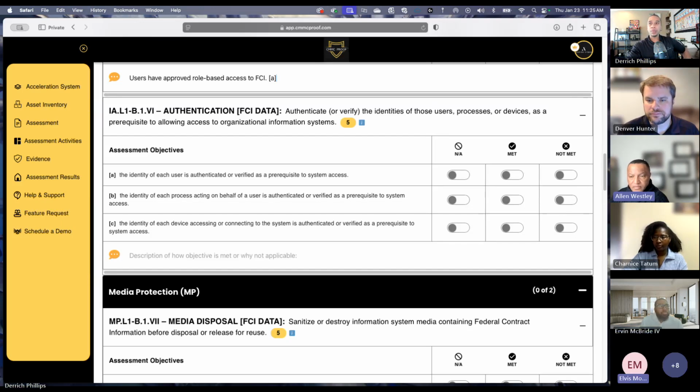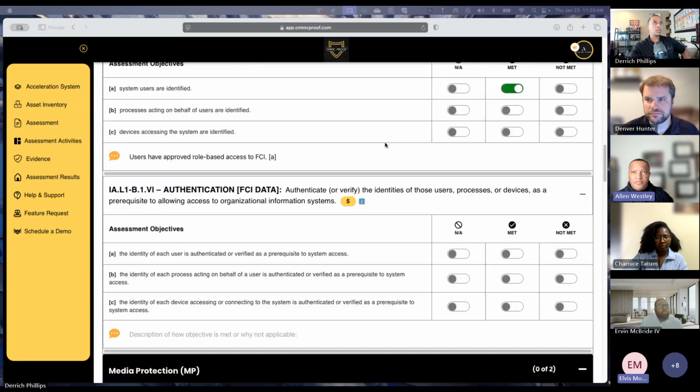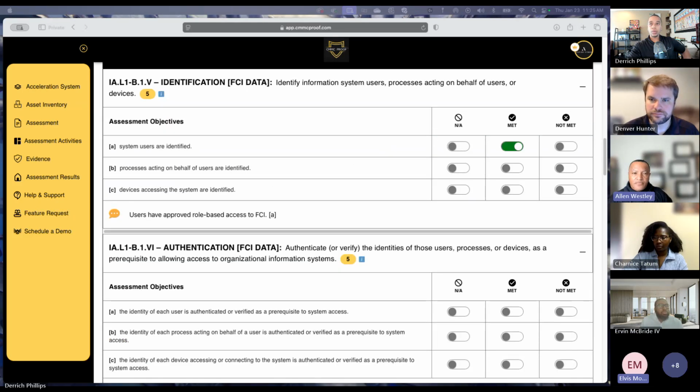Okay. So let's say you have a process that will log in and act as a user. Let's say a report. You're going to generate a report, and then that report generator logs in with credentials that are going to act on my behalf and pull up a report on where we are in a project that contains FCI. How would you identify that process that's acting on behalf of me?